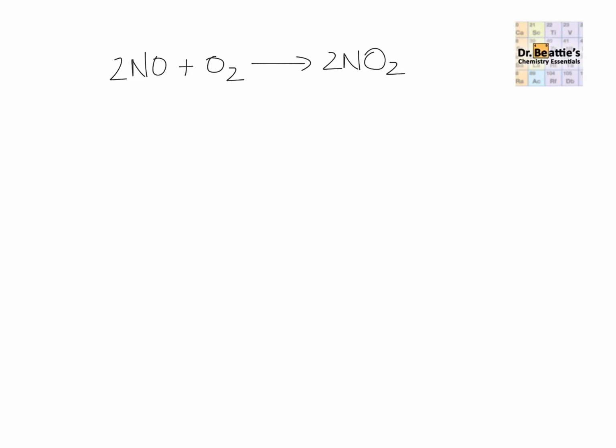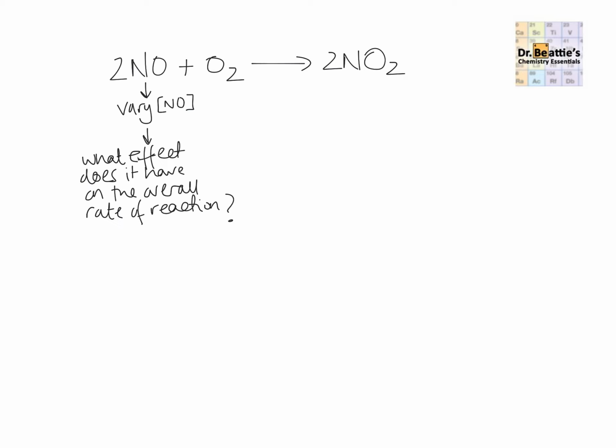Now, as we've looked at previously, we can interrogate the effect of each of these reactants on the rate. So firstly, we could vary the concentration of the nitrogen monoxide, and then we might come up with the effect that this concentration has on the overall rate of reaction. We then find out that as we double the amount of nitrogen monoxide, we actually get the overall rate of reaction quadrupling, so timesing by 4.